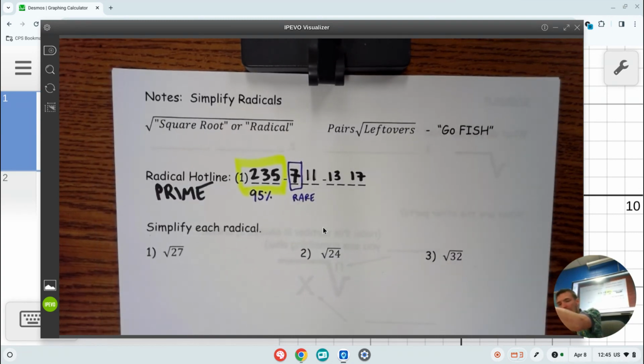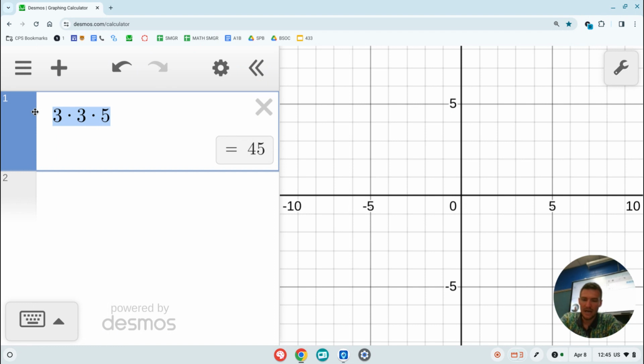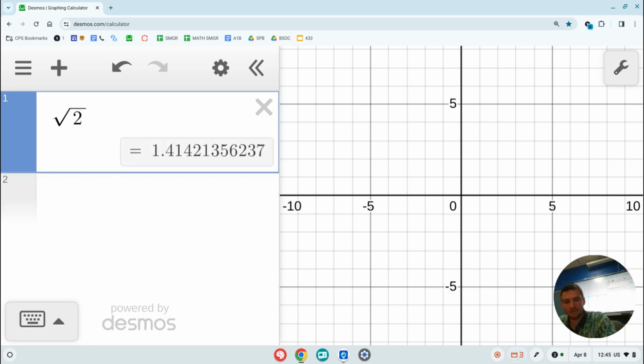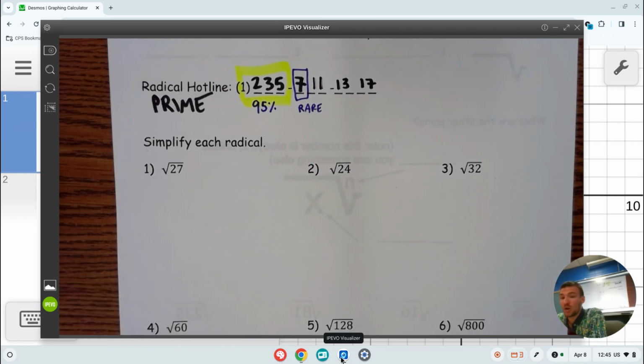Okay, now let's look at these questions. I want to simplify the radical. Oh, that's so easy. I go to Desmos, I type SQRT and get my square root. And then I just type the number in and I get an answer. Like the square root of 27, which is 5.19615242271. No way that is the answer that we're going to be writing down. Square root of 27 doesn't really work. 27 is not a perfect square.